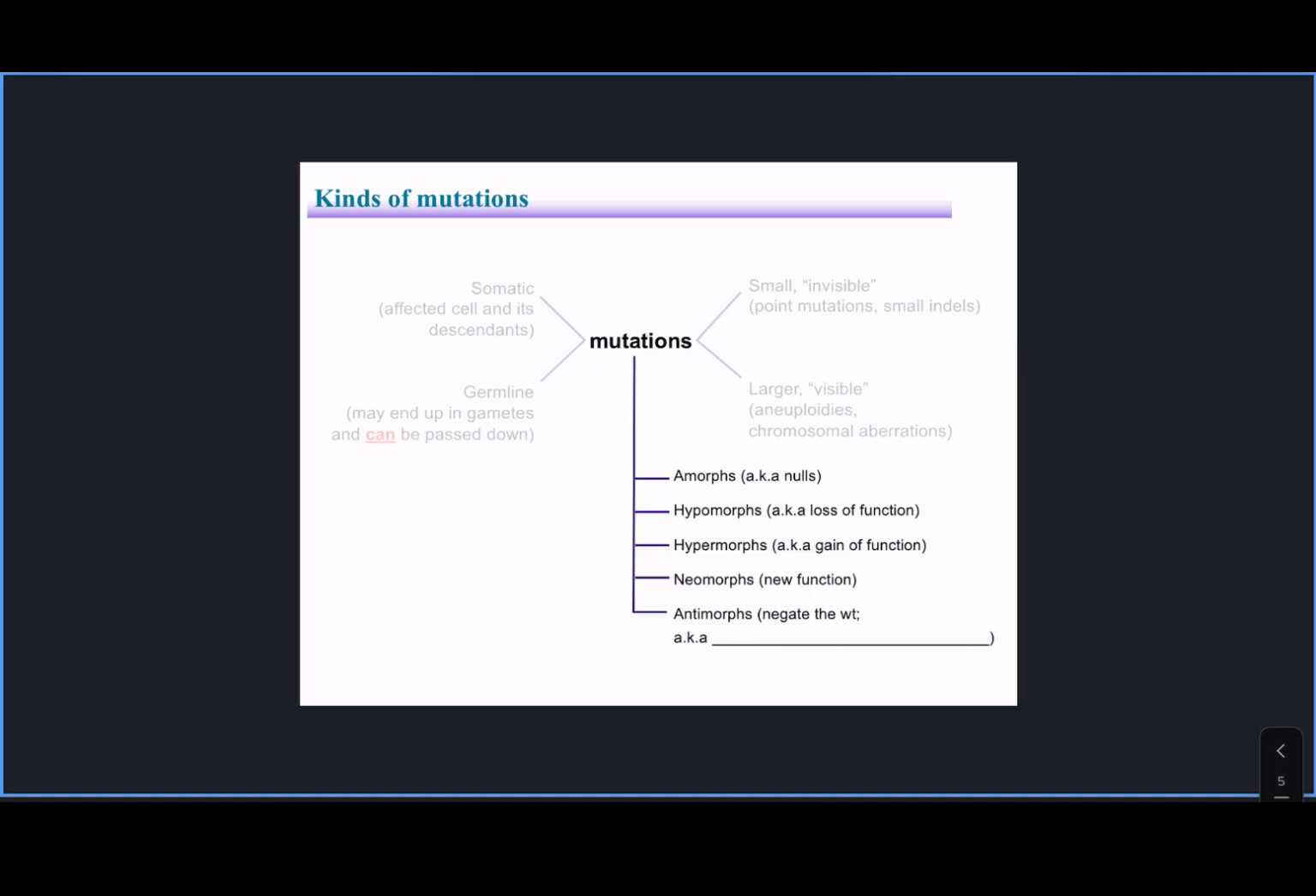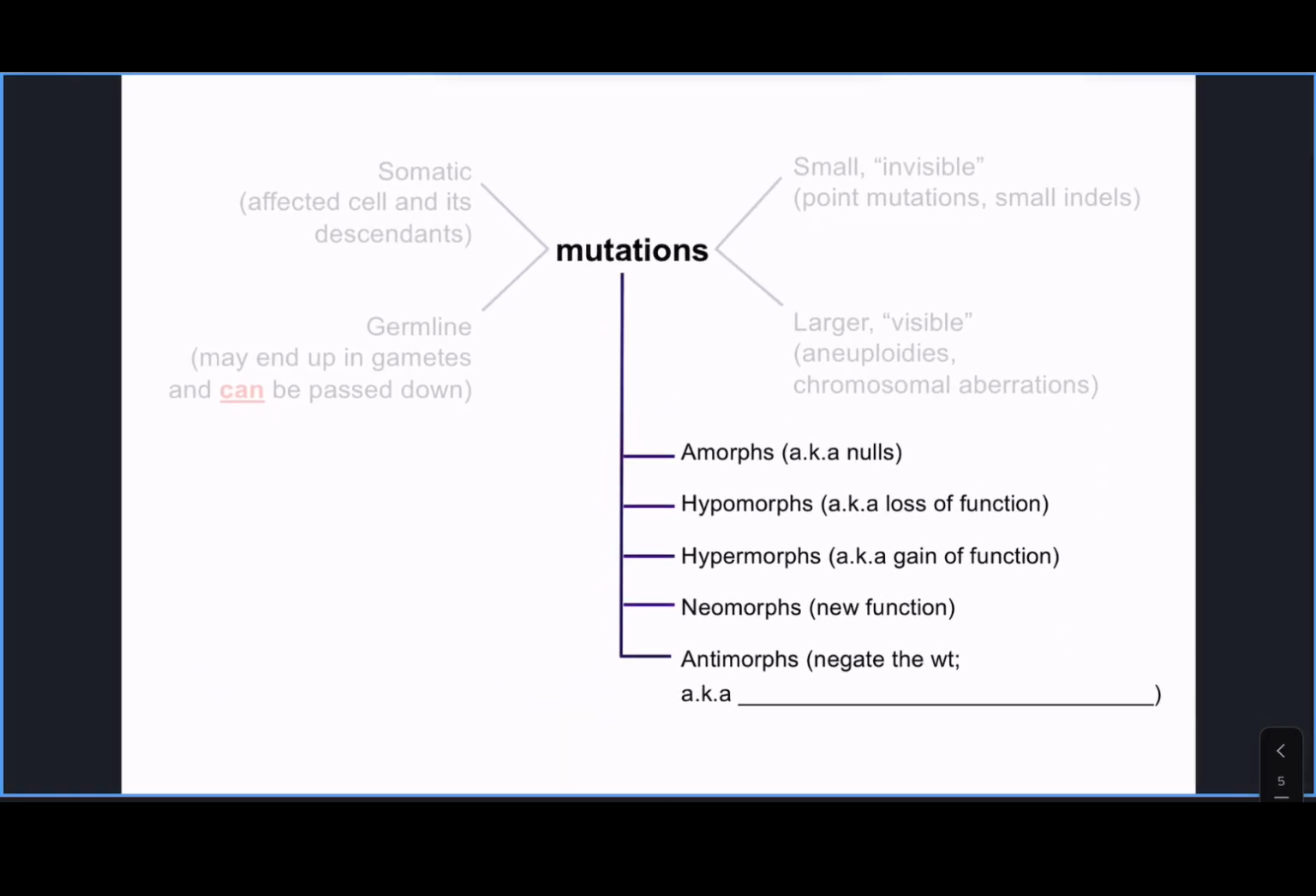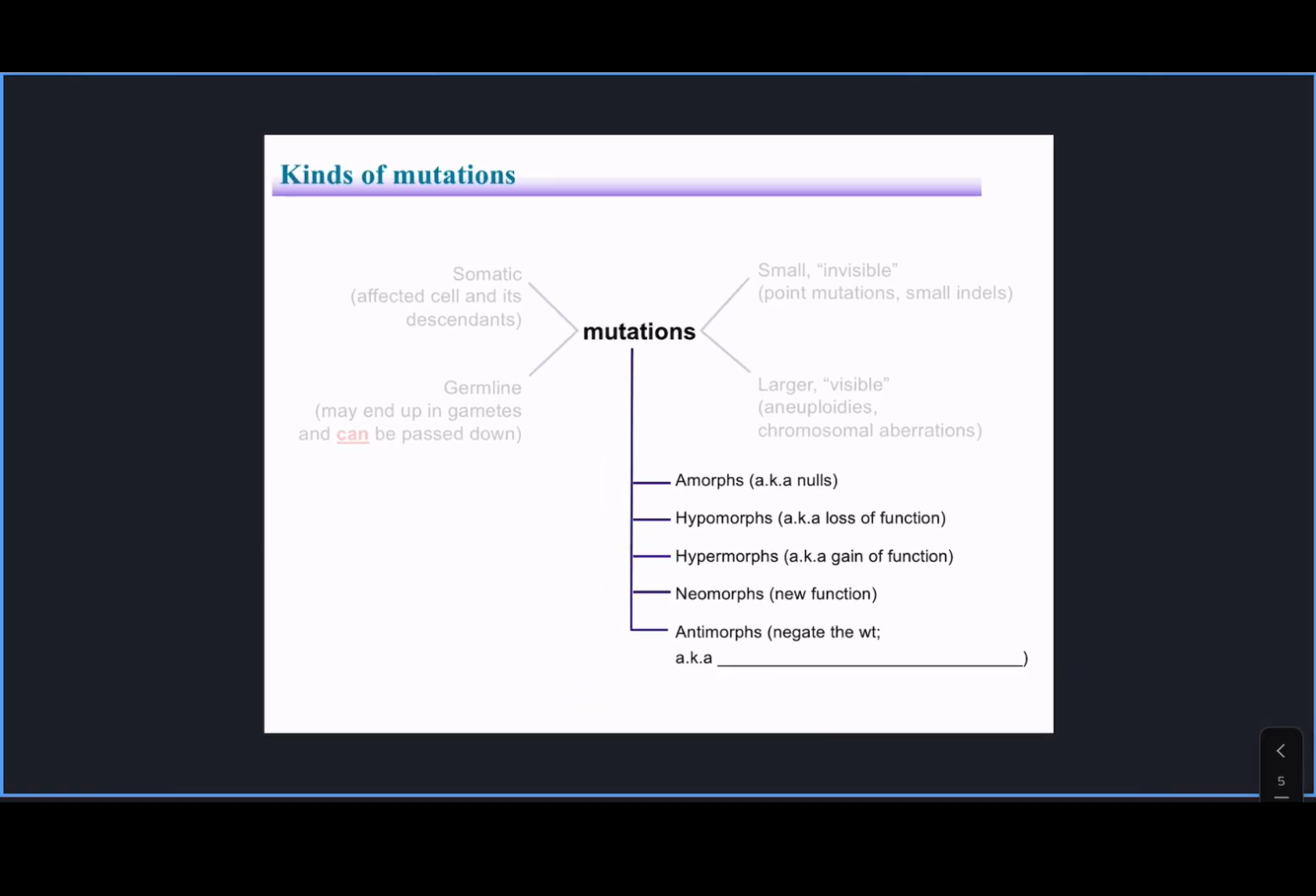And then antimorphs, these are genes that are now negating the function that is provided by normal genes. We know this as dominant negatives.